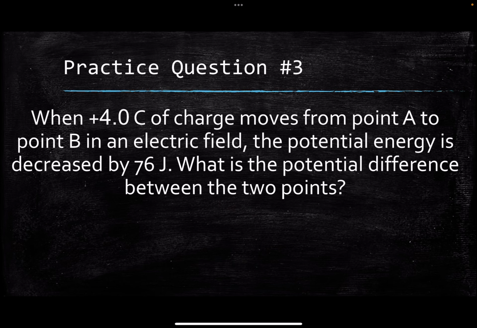Okay, so once again, we are looking at our values. We know we have a charge here of 4 coulombs, and it's moving from point A to B, which is decreased by 76. So our change in potential energy is going to be, in this case, a negative 76. And again, that's just showing that we're losing it versus gaining it.